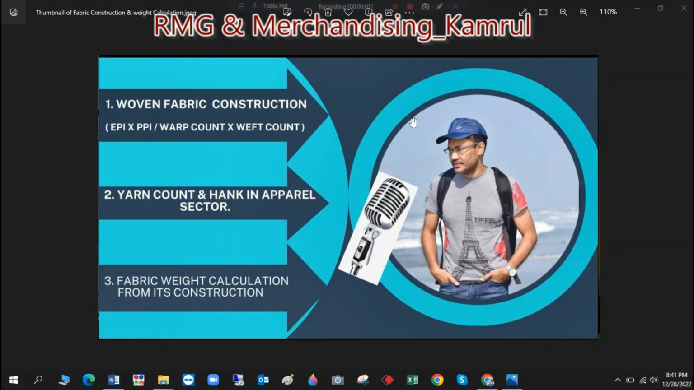So now to the first session, I'm going to discuss these 3 points. Number one is open fabric construction, and see the structure: EPI into PPI, oblique, warp count, then weft count. Then the second point I'm going to discuss is yarn count and hank in the apparel sector, and the third one is fabric weight calculation from its construction.